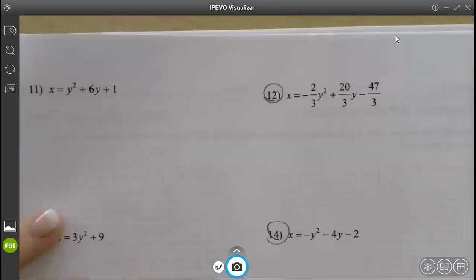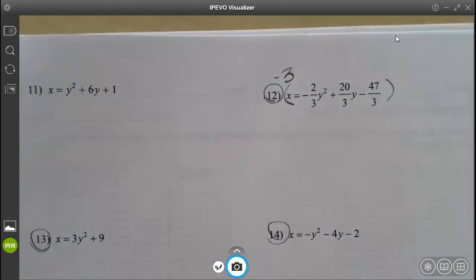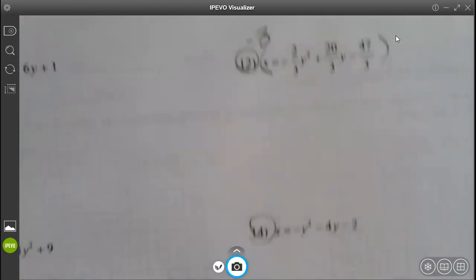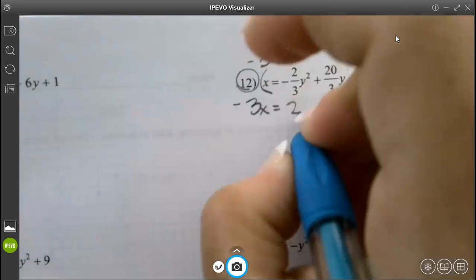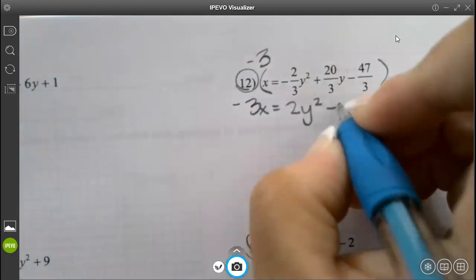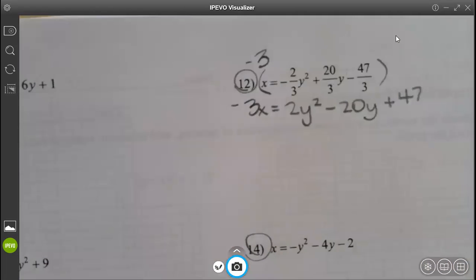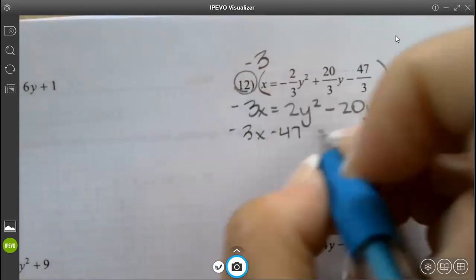So start with number 12. What are the two things that I need to get rid of? The negative and the 3. So we're going to multiply by negative 3. Okay. When I distribute it, I'm going to get negative 3x equals a positive 2y squared, a negative 20y, and a positive 47. It's just going to change the signs. You're going to move your 47 over, so negative 3x minus 47.